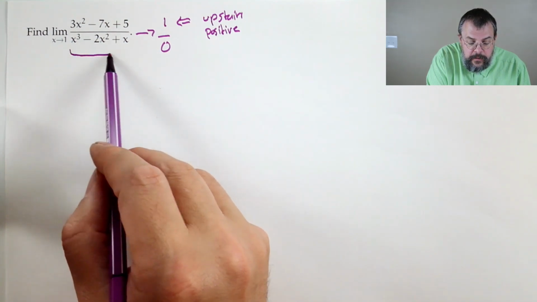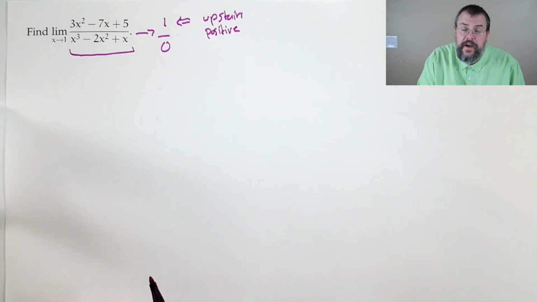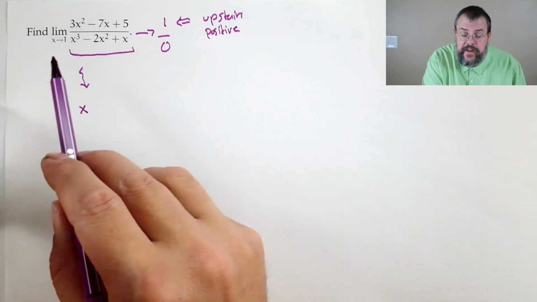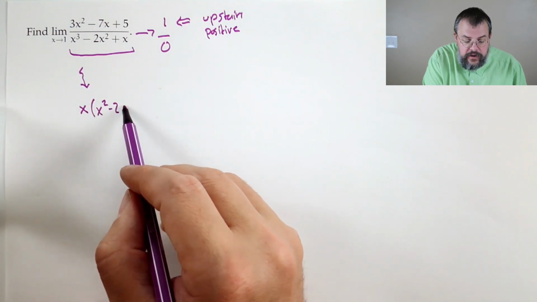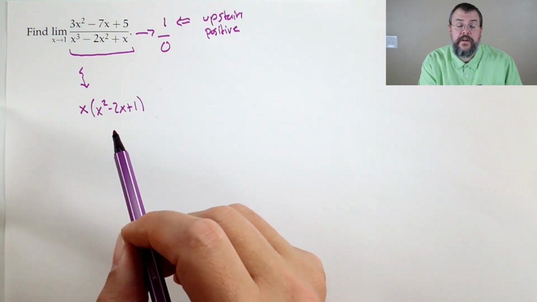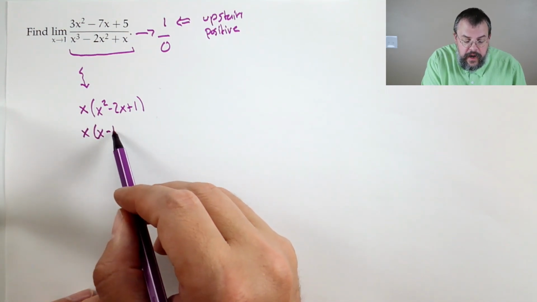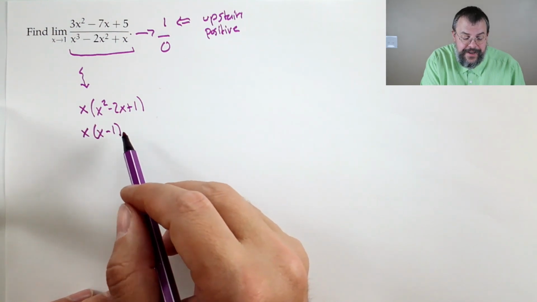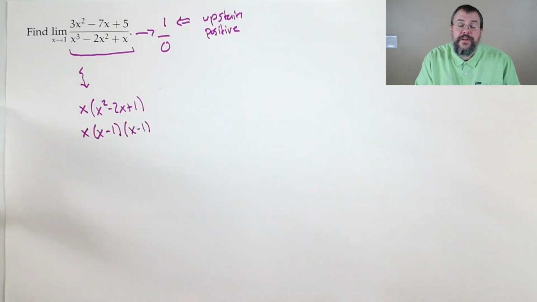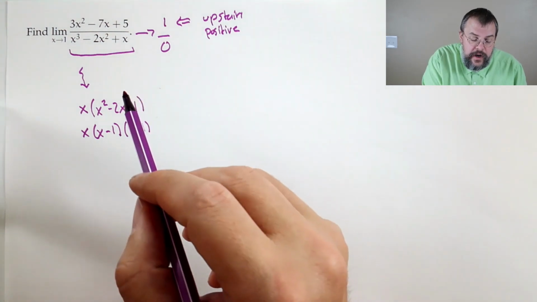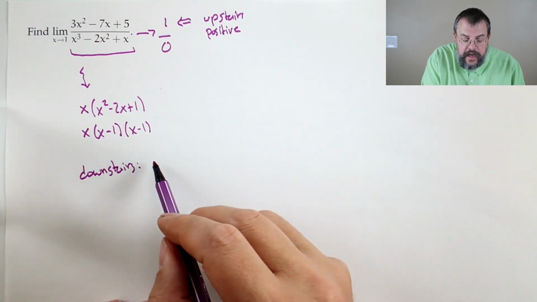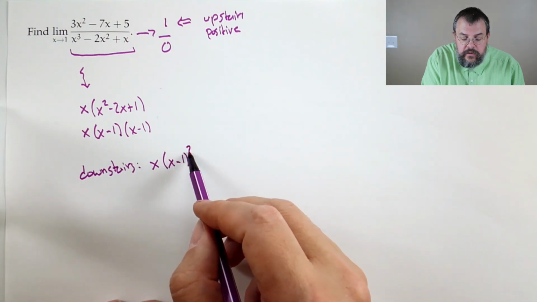We know when we plugged in 1, we got 0. So that says it should factor. Let's work on factoring this. I see I can factor an x out, so let me start by doing that: x times (x squared minus 2x plus 1). Now, x squared minus 2x plus 1 has to have a root at 1, so I should be able to write it with one factor being x minus 1. Well, x squared minus 2x plus 1 is actually a perfect square. So our downstairs looks like x times (x minus 1) squared.